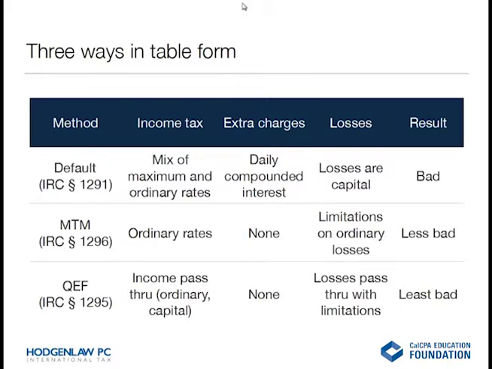Mark-to-market, this is taxed at ordinary rates. There aren't any extra interest charges the way there are under the default method, but there are limitations on the way that you can take the losses. This is a little less bad. QEF, there is income pass-through, so you get ordinary and capital rates. There are, again, no extra charges, and there are limitations on losses, and the result is this one is going to be the least bad.